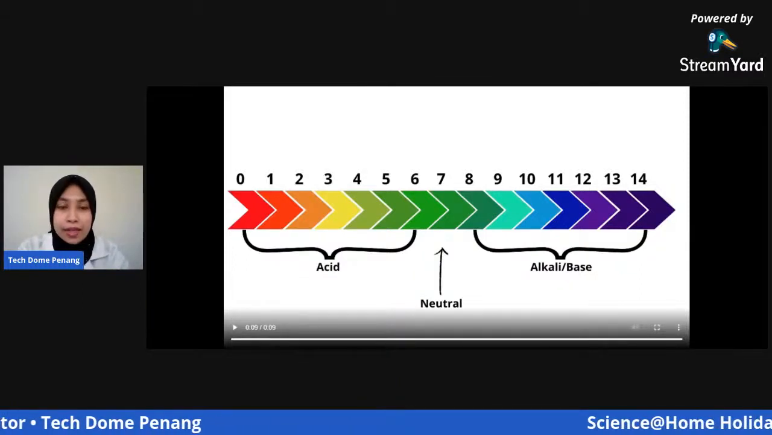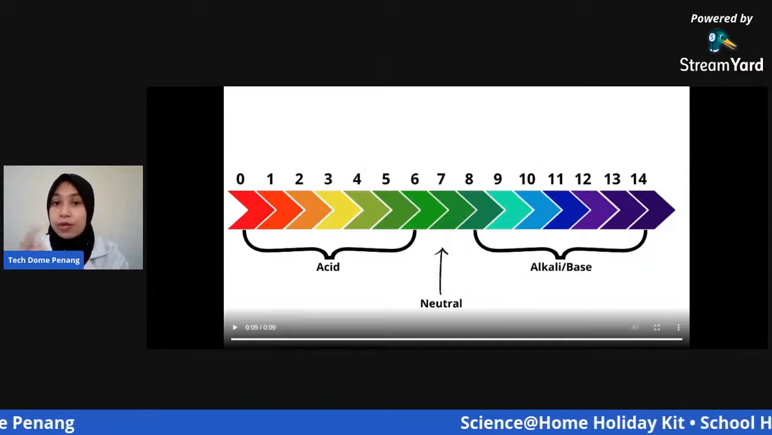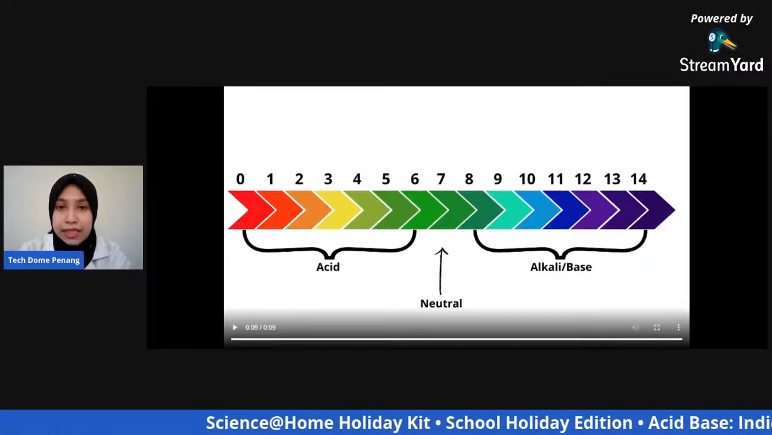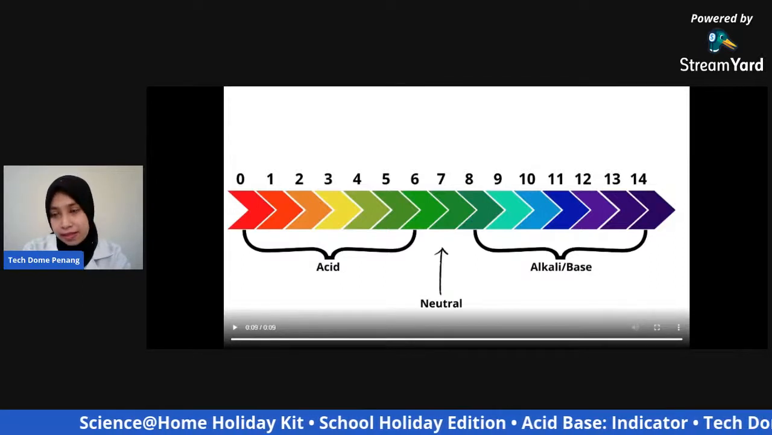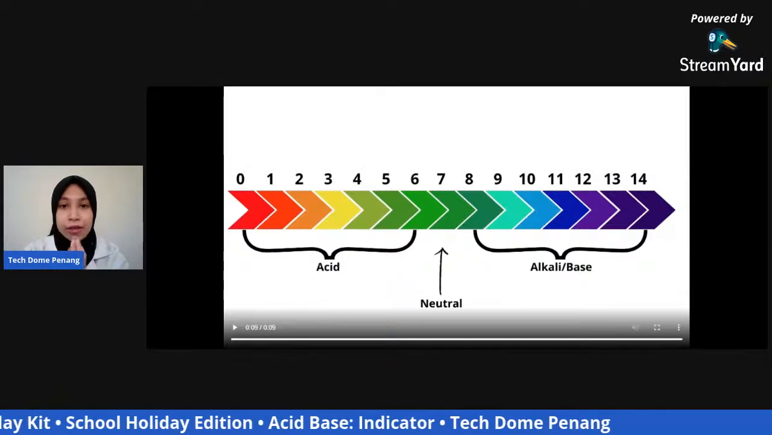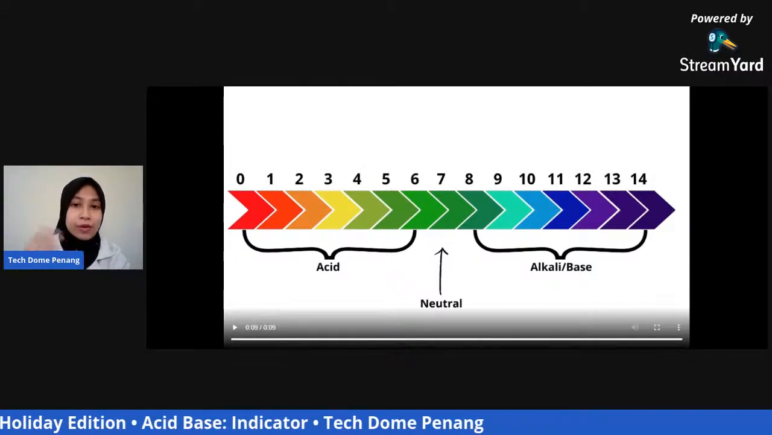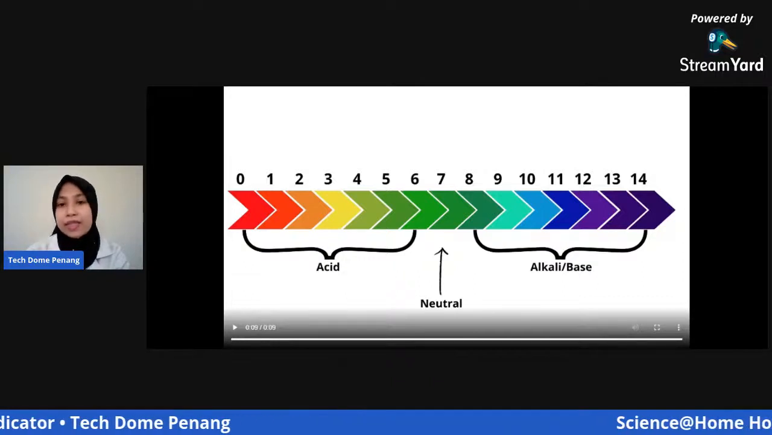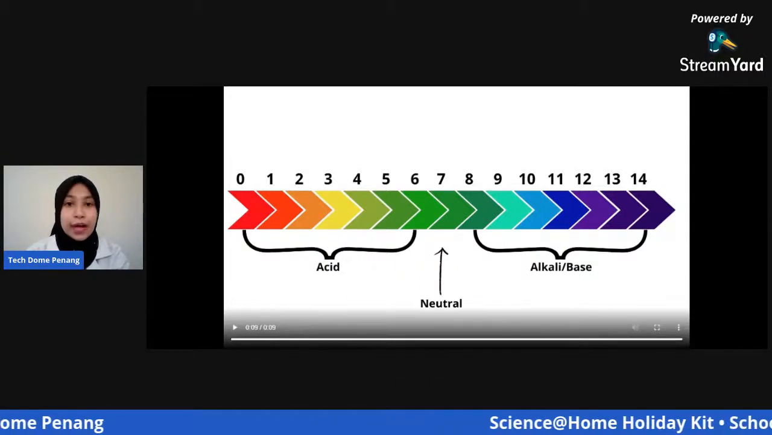And another acid that we also consume is vitamin C. Vitamin C is an example of acid, and sometimes we can obtain vitamin C from eating orange or lemon. All those citrus fruits have vitamin C in them, and it is very good for our health.